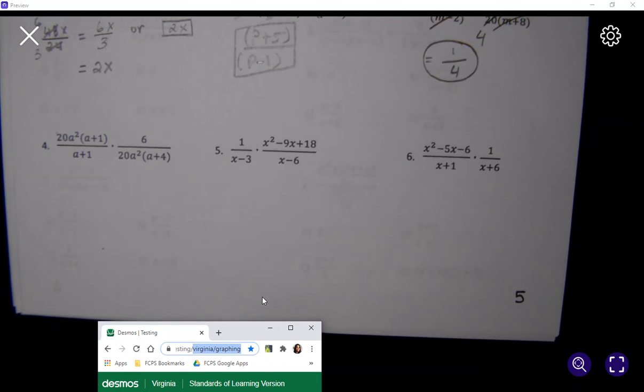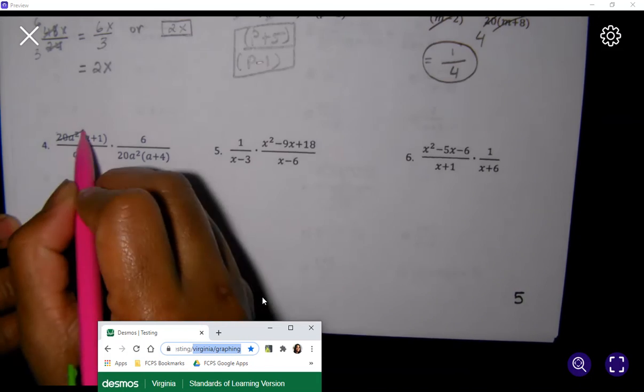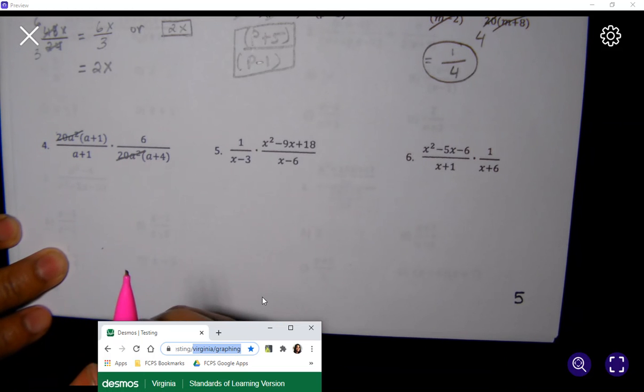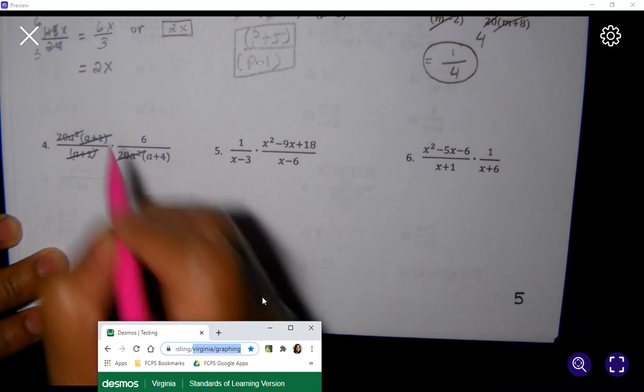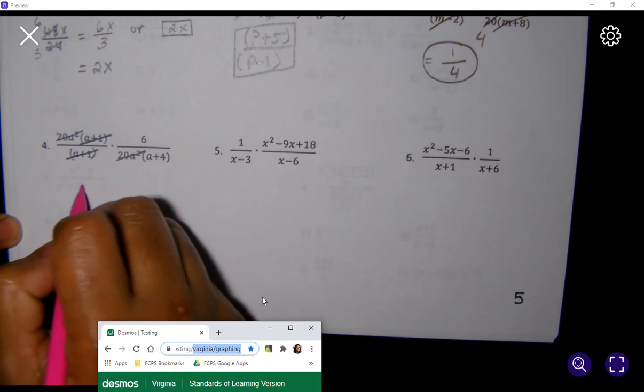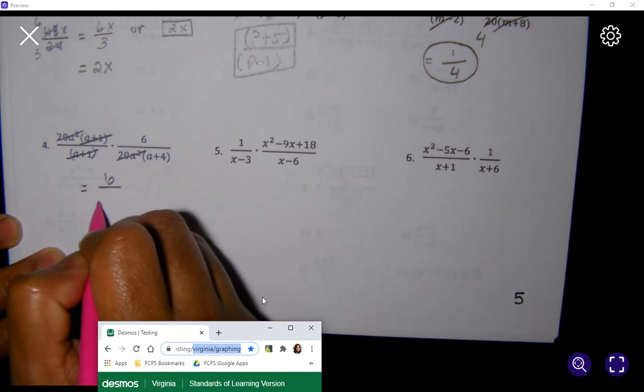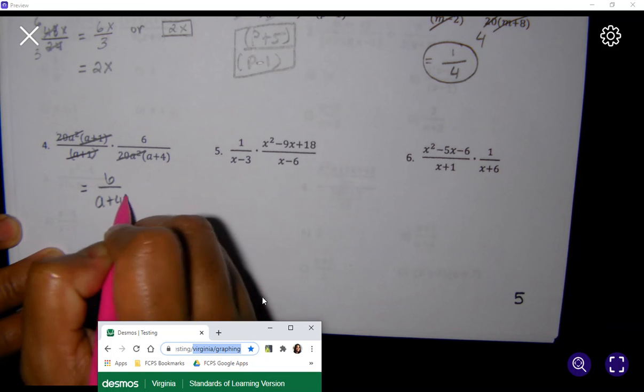So I can take out the 20a squared. I can take out this a plus 1 together because it's being multiplied. And then what I have left here is 6 over a plus 4.